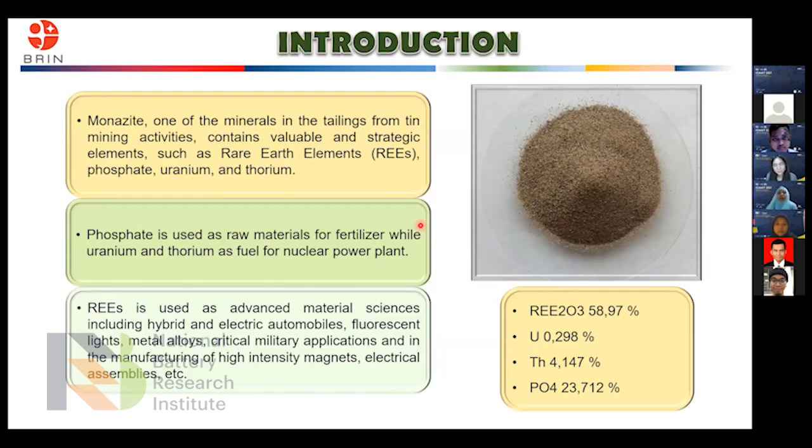Okay, let's start. What is monazite? Monazite is one of the minerals in the tailings from tin mining activities, containing valuable and strategic elements such as rare earth elements, uranium, thorium, and phosphate. The percentage of each element in monazite is: REE 58.97%, uranium 0.298%, thorium 4.147%, and phosphate 23.712%.